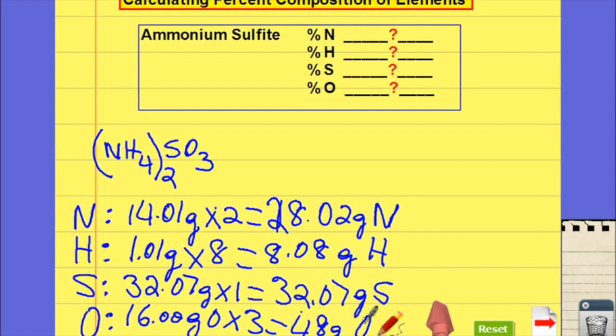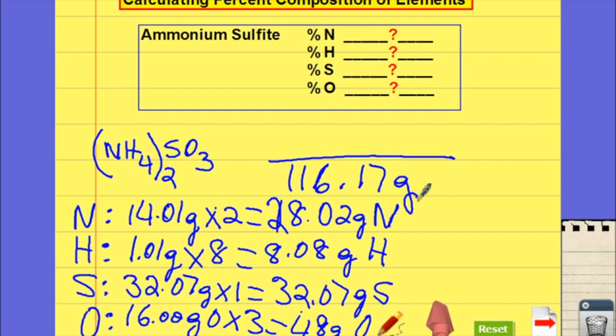Now, this is the mass of each element in the compound. Please quickly add all of those. This will be the molar mass of ammonium sulfite. The molar mass of ammonium sulfite is 116.17 grams. This is my whole.